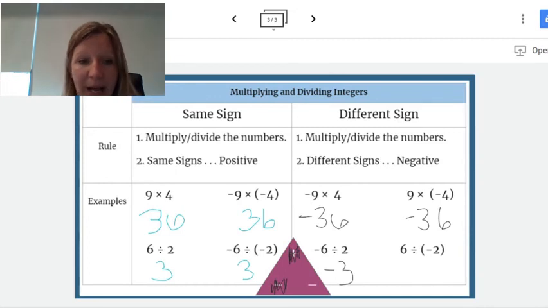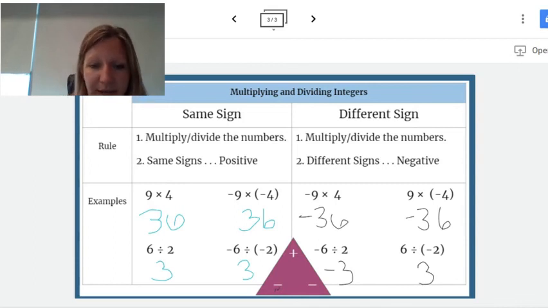And the last one, positive 6 divided by -2. 6 divided by 2 is still 3. And to determine the sign of this one, I'm going to scratch out the positive, scratch out the negative. What's left is negative, so my answer is -3.